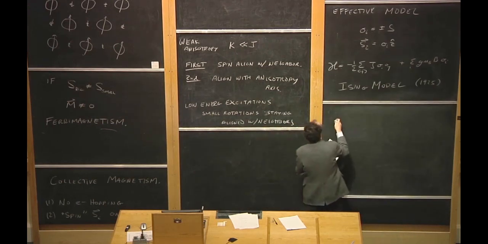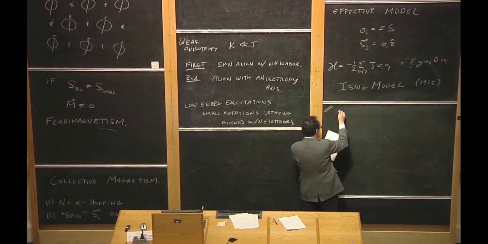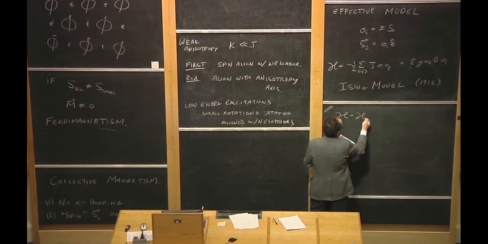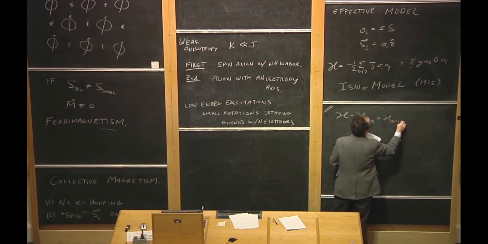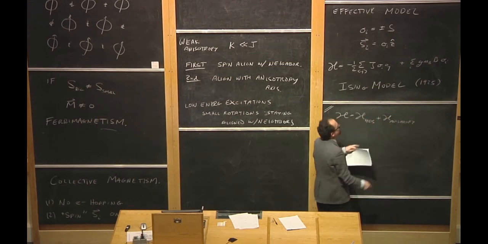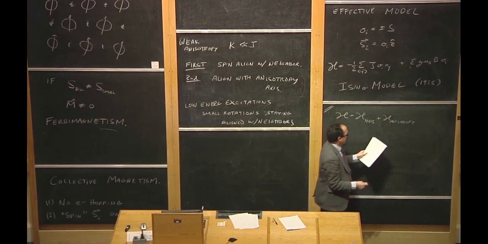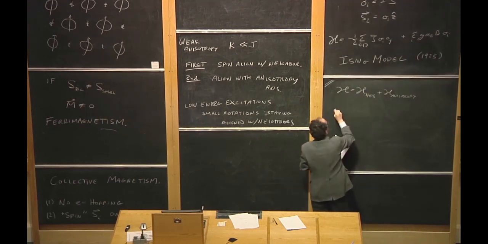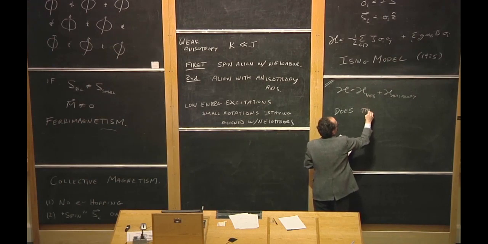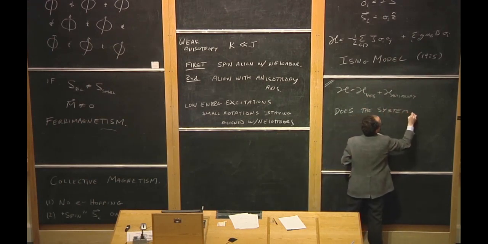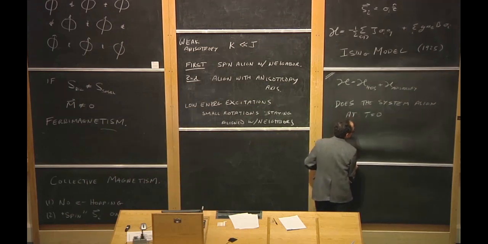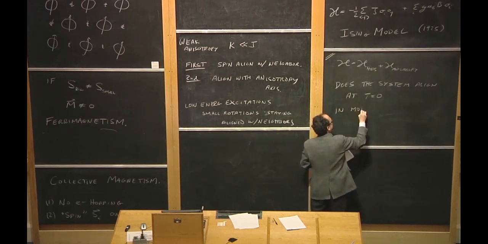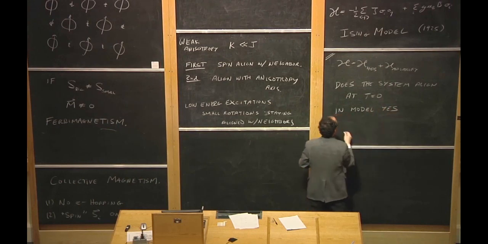For any model that we write down, if we have a Hamiltonian, H, of the Heisenberg form plus the anisotropy form, and if the anisotropy is strong, we can just replace the combination with the Ising Hamiltonian. Does the whole system align at T equals 0? In the model, the answer is yes. In the model, yes. But in real magnets, no.